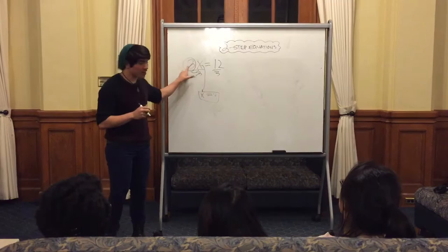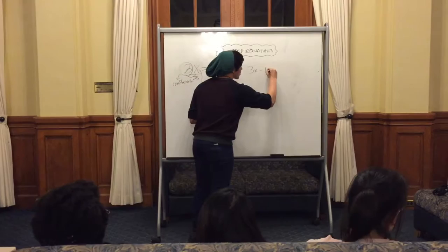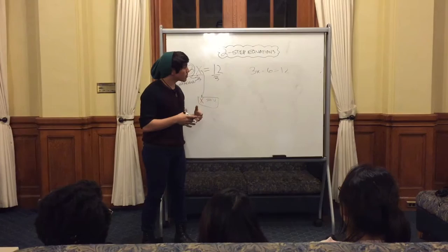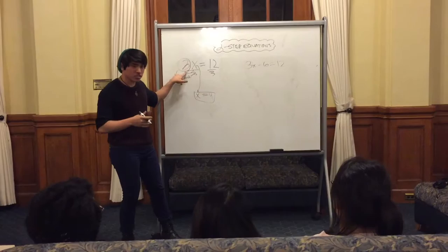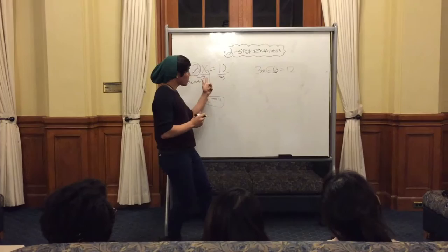Now, let's say we had something a little more complicated, a two-step equation. That might look something like this. We might have 3x minus 6 equals 12. So, with the two-step equation, we want to get this equation to look as much like this one as possible because we know how to solve this equation, right? We just did it. So, what's different about this equation over here? The 6, right? So, if we want to get this equation to look like that one, we need to get rid of the 6. Now, how might we do that?